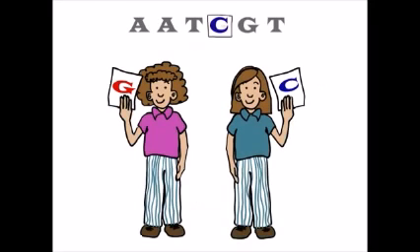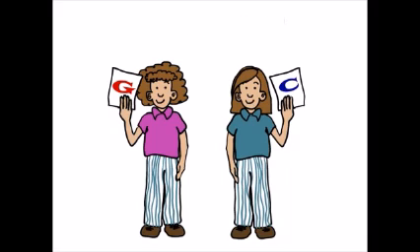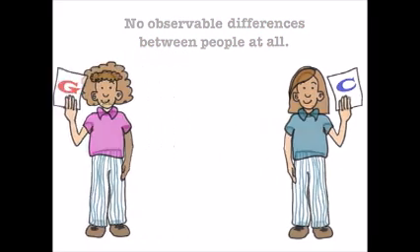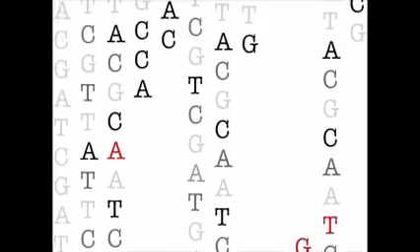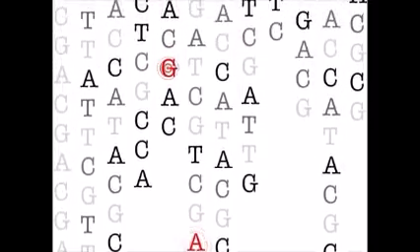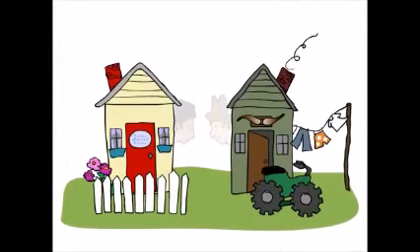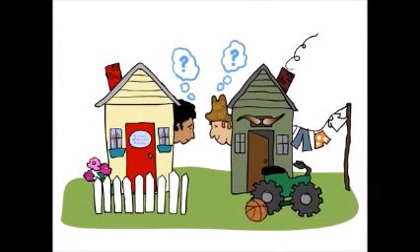Some SNPs account for differences in appearance. Others can affect how we develop diseases or respond to drugs. Most SNPs, however, seem to lead to no observable differences between people at all. Since variants are passed down from one generation to the next, the number of differences between your DNA and your neighbors' can tell you how closely you are related to each other.